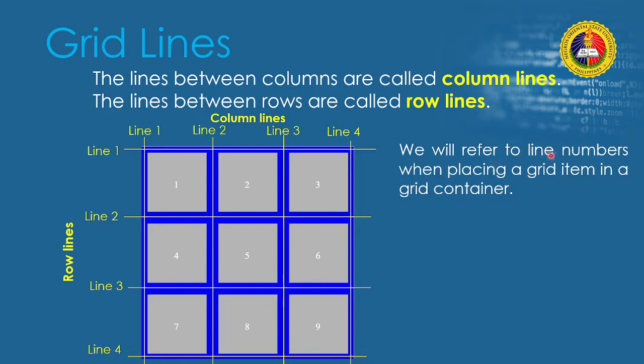So we will refer to line numbers when placing a grid item in the grid container. So that's right. For example, if I want to put something in 6, I'm going to use the lines for us to locate it.